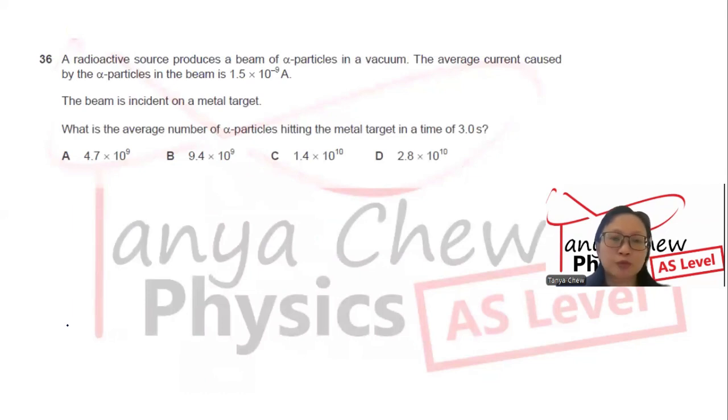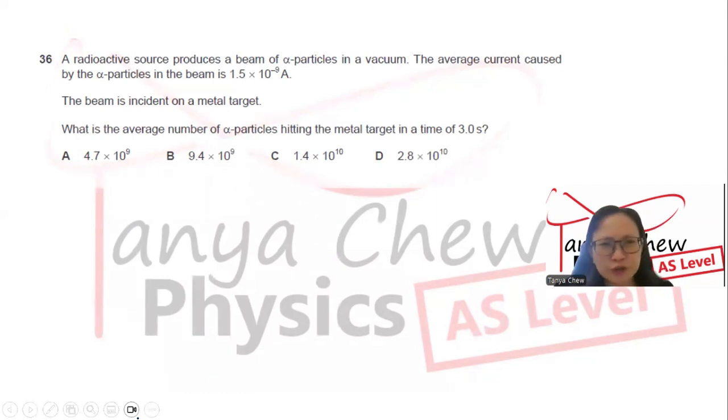Now, question number 36. A radioactive source produces a beam of alpha particles in a vacuum. The average current caused by the alpha particles in the beam is 1.5 times 10 to the power negative 9 ampere. The beam is incident on a metal target. What is the average number of alpha particles hitting the metal target in a time of 3 seconds?